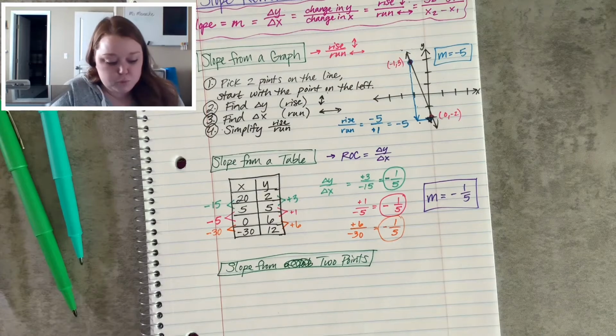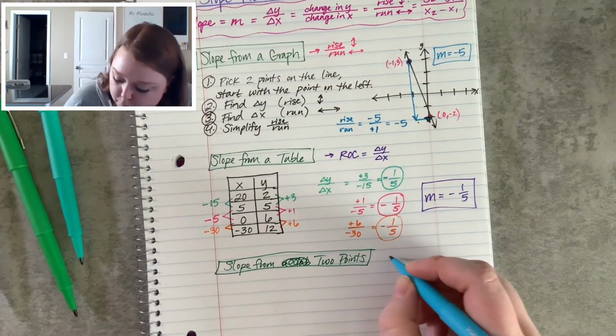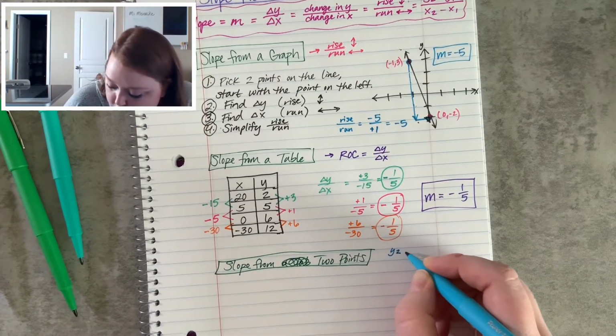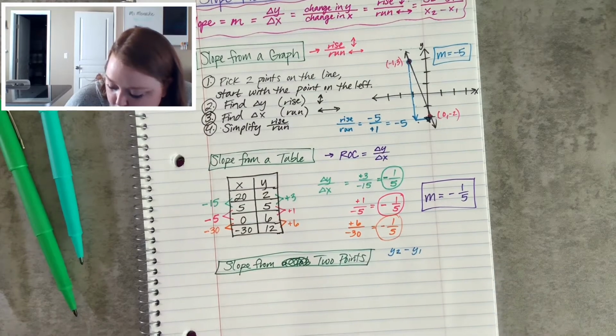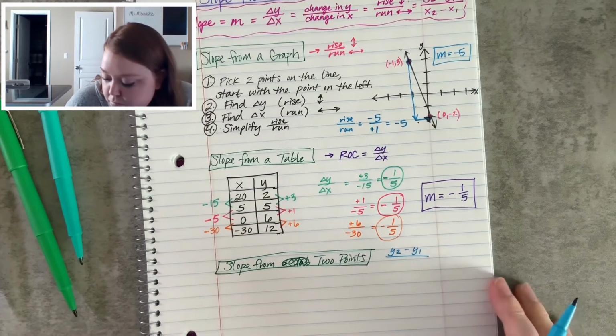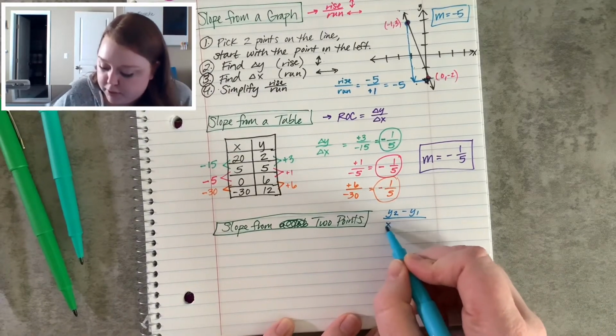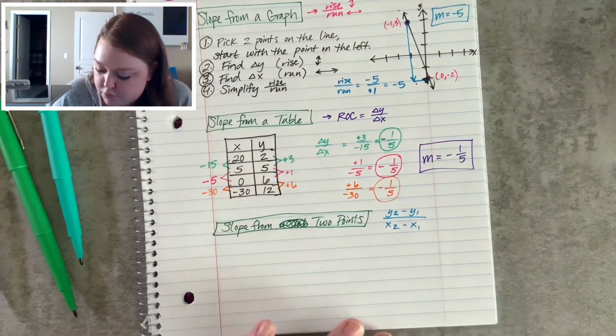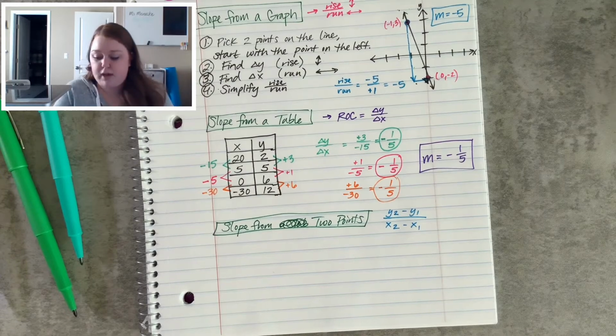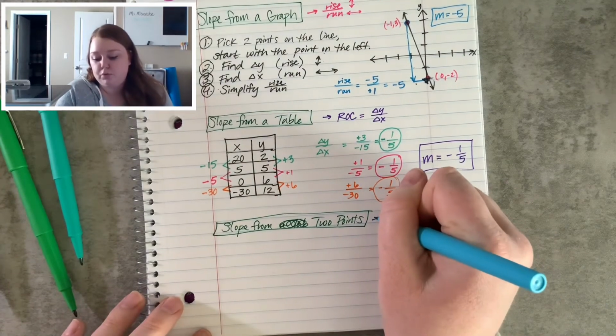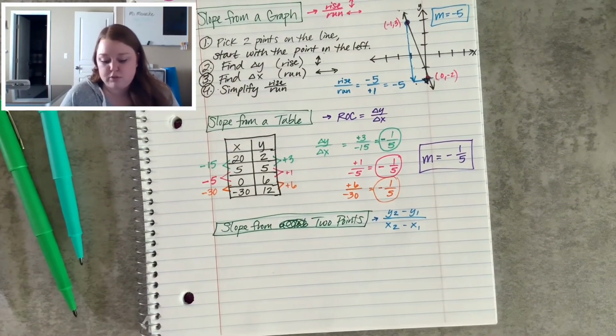Okay, so slope from 2 points. If you remember the formula, you take your second y value, subtract your first y value. And then underneath on the denominator, you take your second x value and you subtract your first x value. Okay, so that's the formula you would use for slope from 2 points.